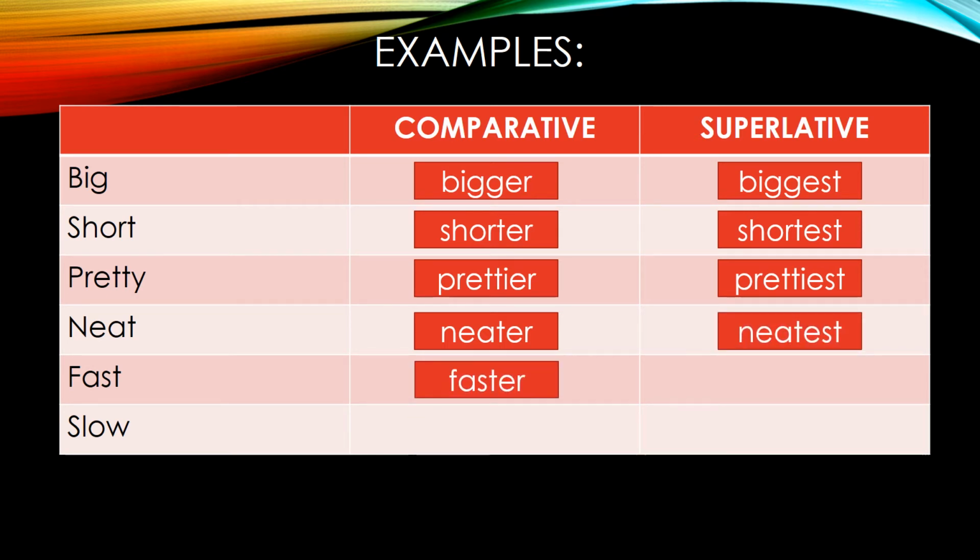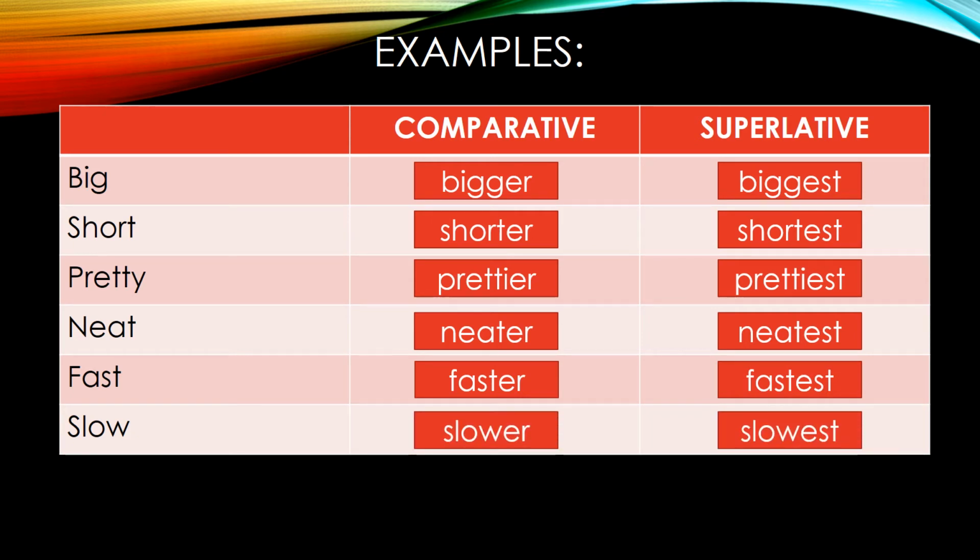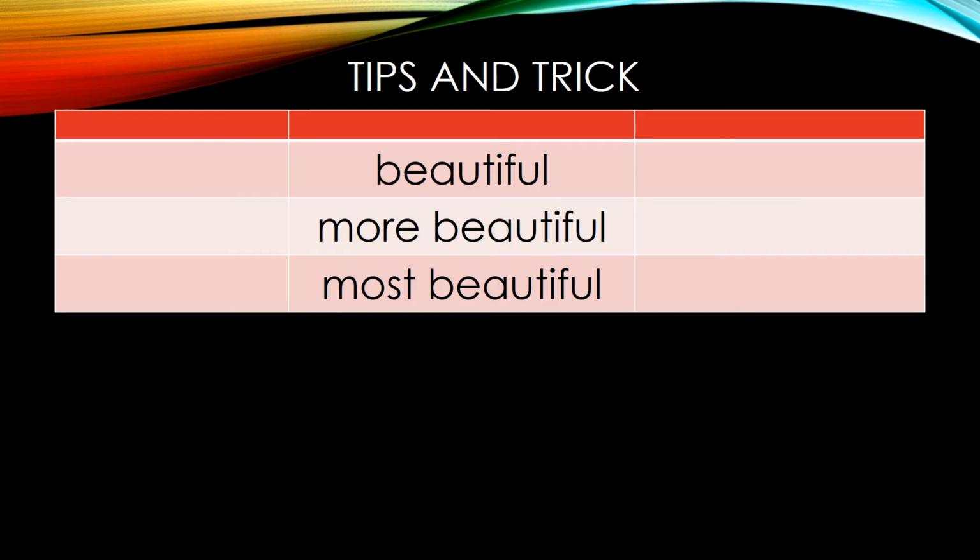Fast, faster, superlative fastest. And slow, slower, and the superlative is slowest. So all of these short words like big, short, pretty, neat, fast, slow, you have to add ER and EST for the comparative and superlative. This next one is a little bit different from the previous one. The previous one you have to add ER and EST, but for this one you have to add more or most. So this is the difference.